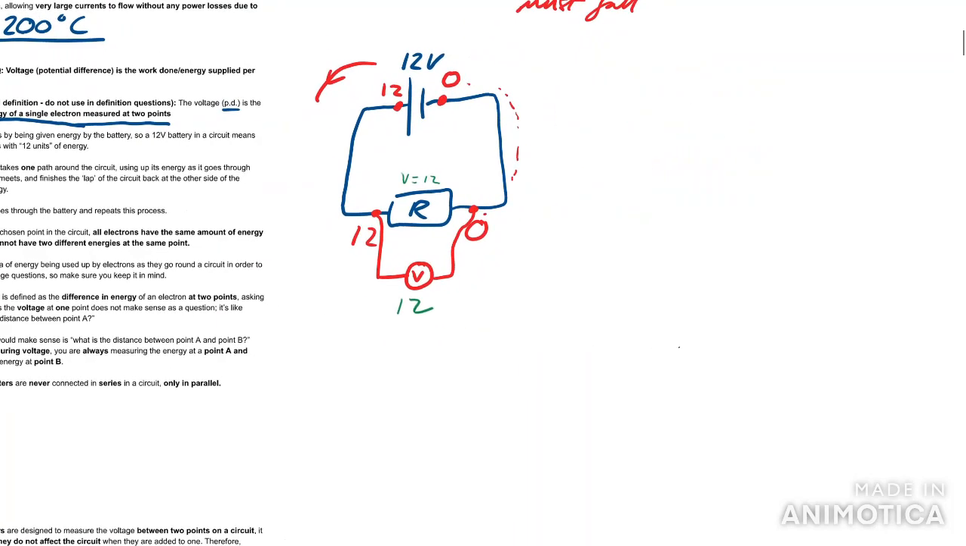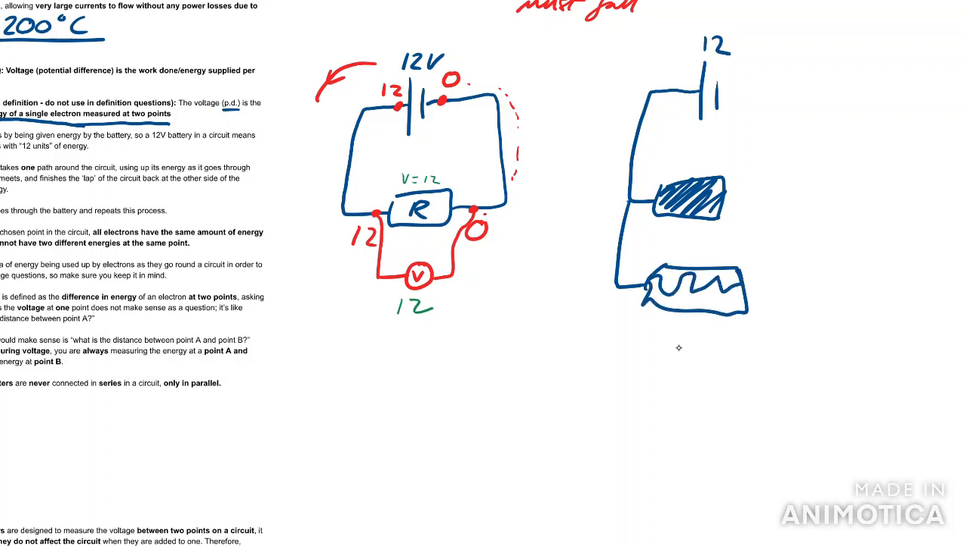So for example, if I am told that I have a circuit like this, with a 12-volt battery, and we've got some black box of components, I don't know what's in there. And we've also got another weird box of components here.